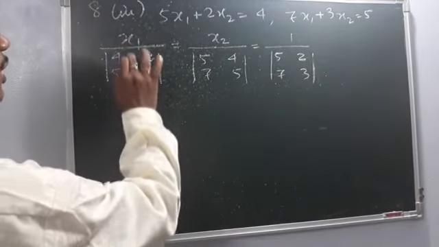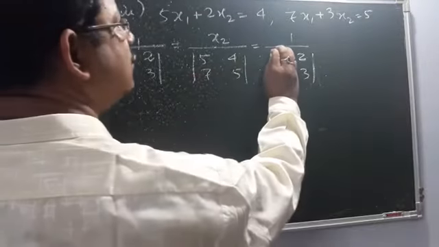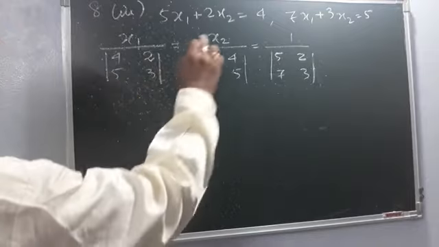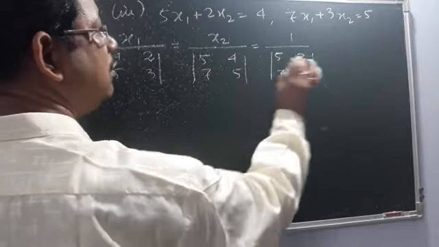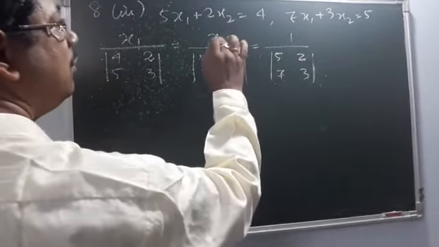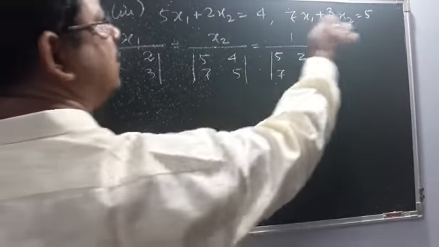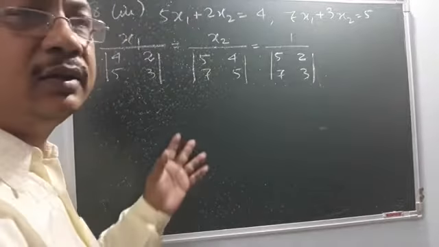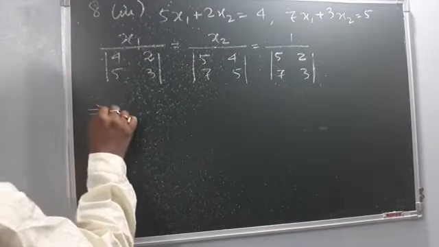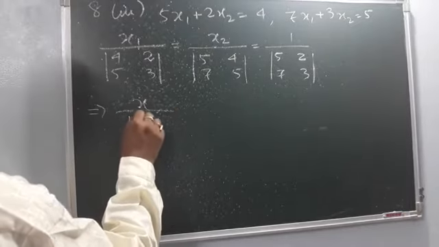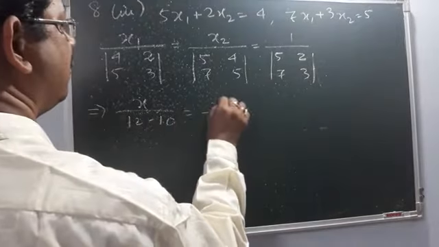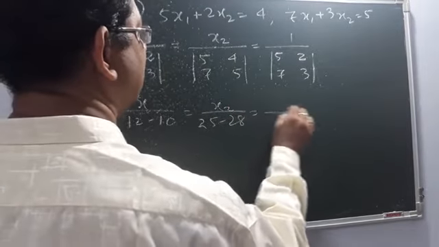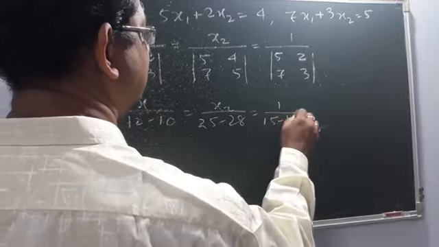Below x1, we will replace what? This 5, 7, that is the coefficient of x1, by 4 and 5. Below x2, we will replace only the coefficient of x2. Below x2, the coefficient of x2 will be replaced by this 4, 5. Below x1, we will replace the coefficient of x1 by that constant. So we can write x1 by 12 minus 10, x2 by 25 minus 28, and it is 15 minus 14.